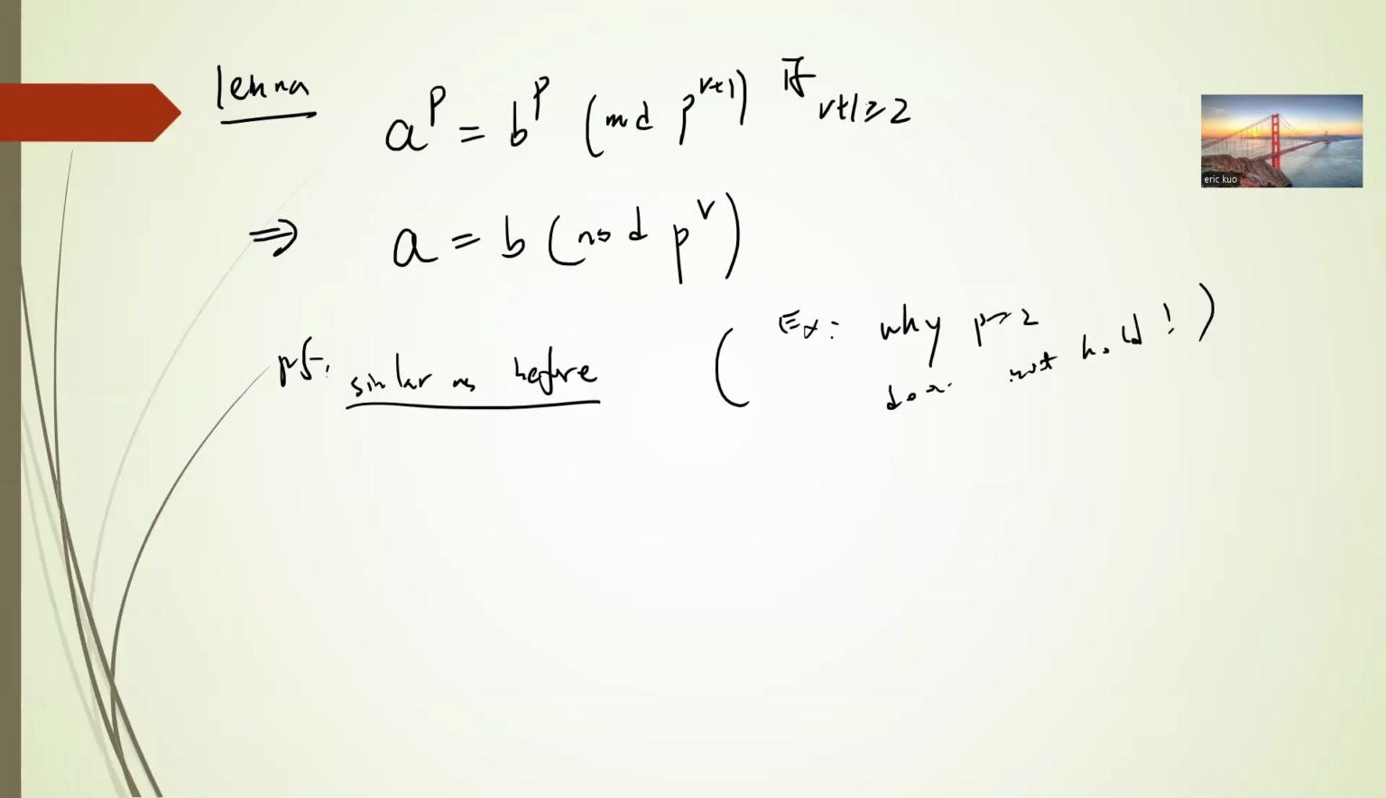So this is a simple exercise that you can check. But basically, if you believe what I say is true, this binomial coefficient will give you this lemma. Okay. So now the technical lemma is the following. If a equals b modulo p^v, then we have a^p equals b^p modulo p^(v+1).